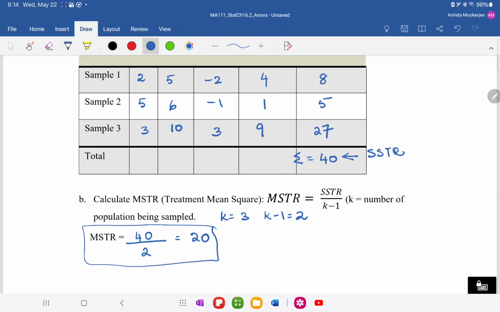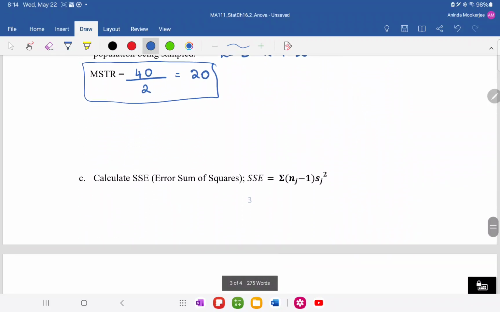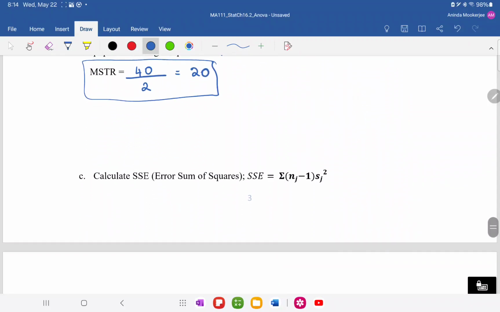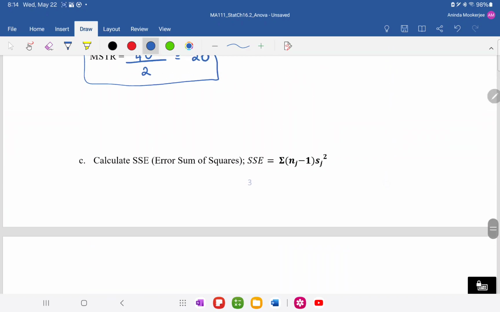Let's hold on to it for now, and next we are going to find our SSE, or the error sum of squares, which goes by the formula sigma of n sub j minus 1 times s sub j squared. Again, s sub j squared, remember, is the variance. And what is the variance? It is the standard deviation squared. Now, for this problem, you will need to find the standard deviations yourself. You can use your calculators, or you can do it by hand using the formula of standard deviation.